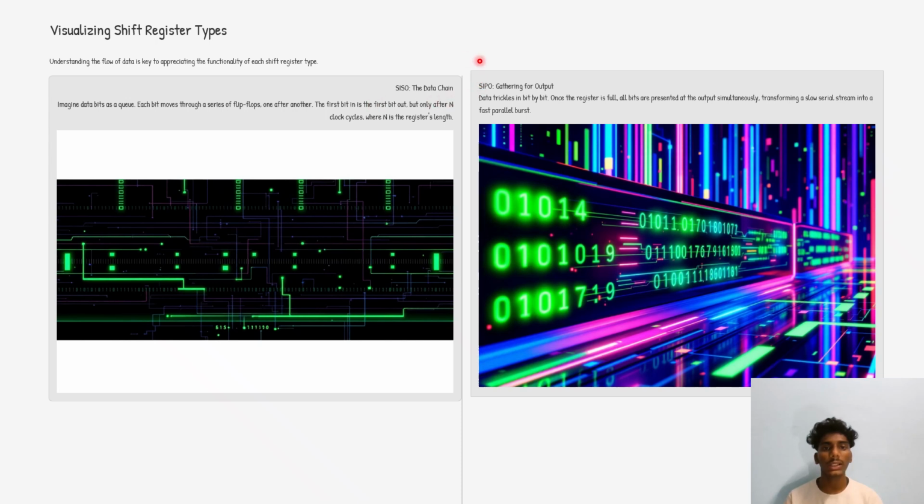And the next one is serial input, parallel output. Gathering of output. Data trickles in bit by bit. Once the register is full, bits are presented at the output simultaneously, transforming a slow serial stream into a fast parallel burst.